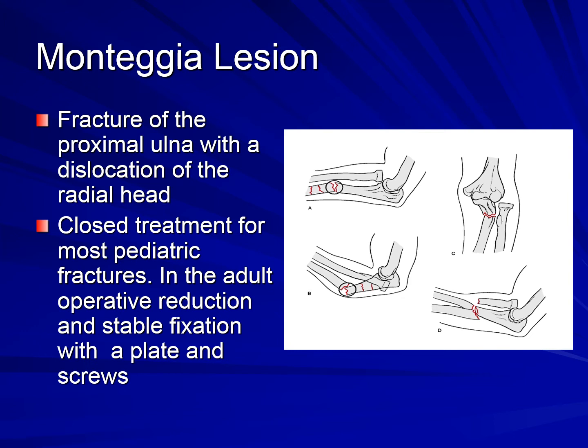The other variant of the single bone forearm fractures includes the Monteggia lesion, and this is a fracture of the proximal ulna with dislocation of the radial head. This needs closed treatment for most of the pediatric fractures, but in adults it needs open reduction and internal fixation, or stable fixation with a plate and screws for the fracture of the shaft of the ulna, and intraoperative assessment of the proximal radial ulnar joint.